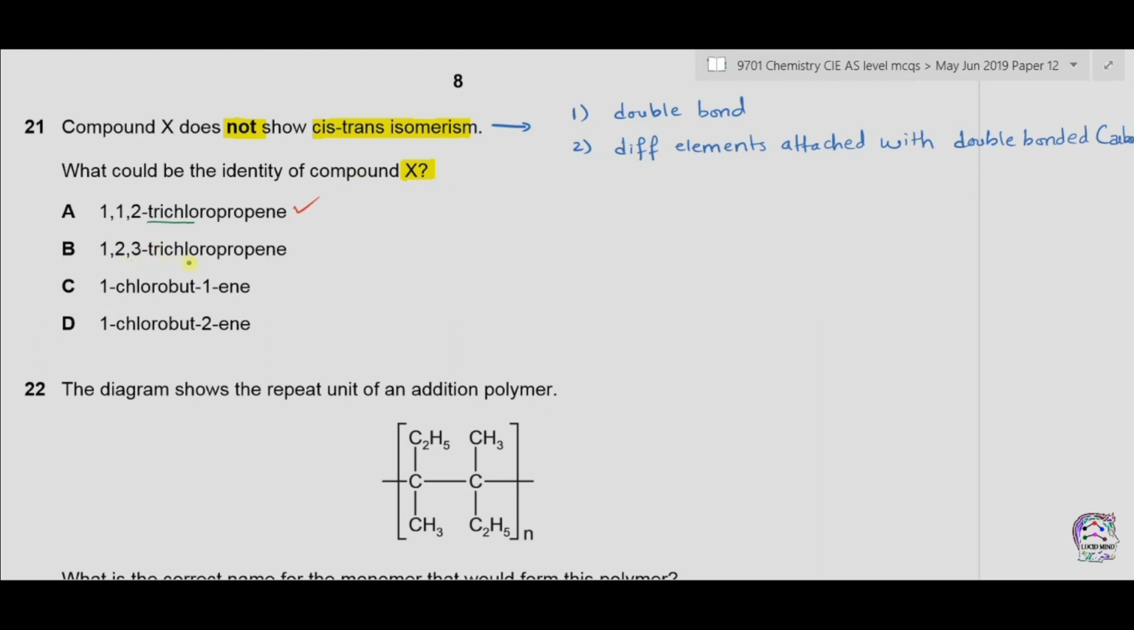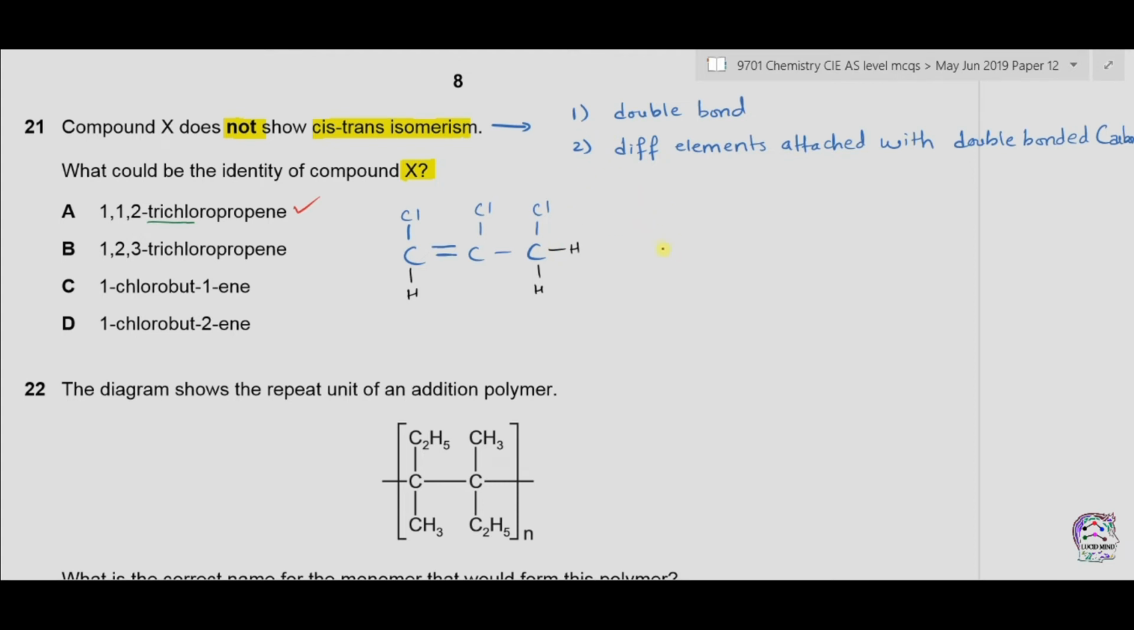Second is 1,2,3 trichloropropane. Again we have 3 carbon atoms for propene, and chlorine atoms are attached with first, second and third carbon respectively. So we have chlorine, chlorine, chlorine, and the double bond could be on either side. Now with the first carbon atom we have 3 bonds, the fourth bond is being formed with hydrogen. On second carbon atom we have 4 bonds, on the third we have 2 hydrogen atoms.